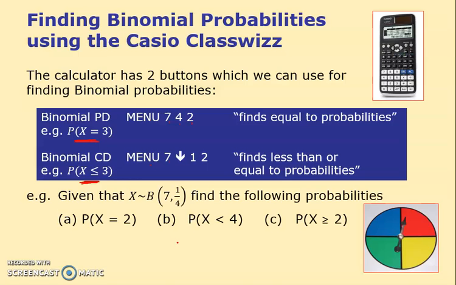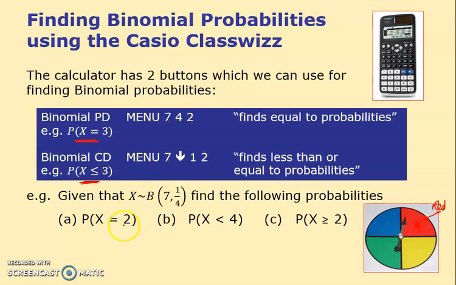So let's have a question, and it says, given that x is binomial 7, 1/4. Well, presumably I'm trying to land on red. I can't write that I'm trying to land on red, and the probability of landing on red is 1/4. That seems reasonable.